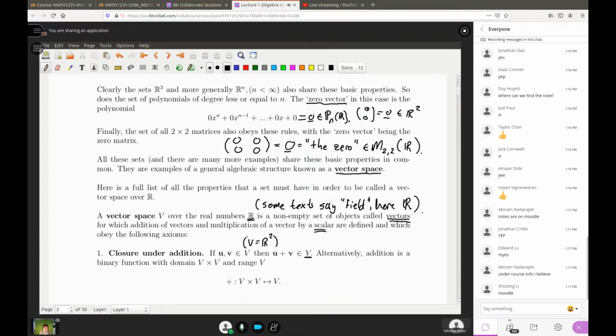For those of you doing computer science, which I believe is a fair number of you, any binary function called plus with domain this and range that can be called plus.